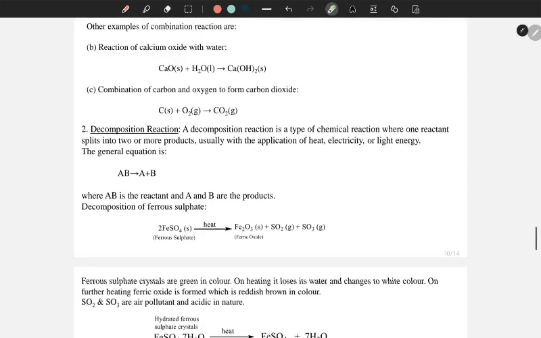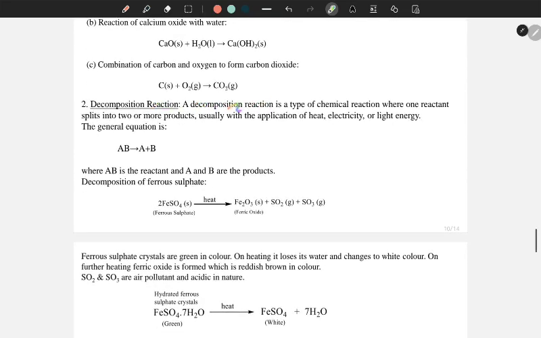Okay, now let's come to the decomposition reaction. So what does decomposition reaction mean? A decomposition reaction is a type of chemical reaction where one reactant splits into two or more products. Okay, here what happens is that it is the complete opposite of combination reaction. In combination reaction, two reactants combined to form one product, right? So here the bond of the one reactant AB breaks and it gets separated. So here it says where one reactant splits into two or more products. Okay, here AB is one reactant that splits into A and B, right?